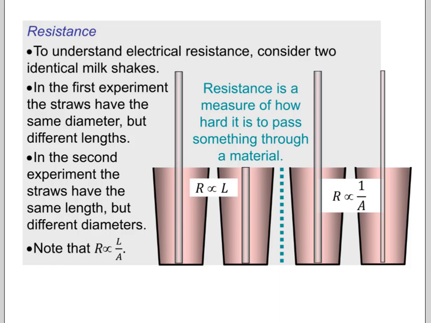So there is a proportional relationship between the resistance and the length of the wire or the length of the straw. The other one you can test is even if you kept the length of straws the same, but you change the diameter of the straw or the cross-sectional area, as you make the straws larger in diameter, it becomes easier to drink that milkshake. So that is an inverse relationship.